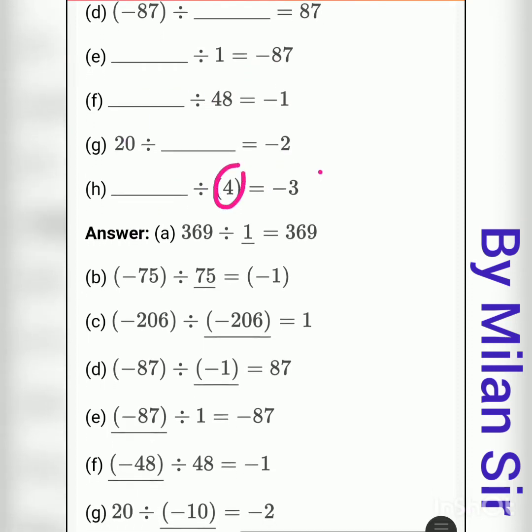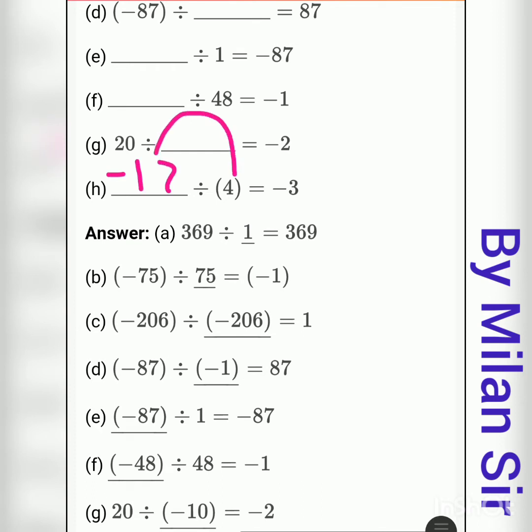Here 4 is there. Here we want minus 3. So here we need to put 12, because 4 3s are 12, right? Here we need to put 12. So 12 divided by 4 is 3. And if we want a negative answer, here a positive sign is there, so here we need to put a negative sign. Okay, so minus 12 divided by 4 is minus 3.